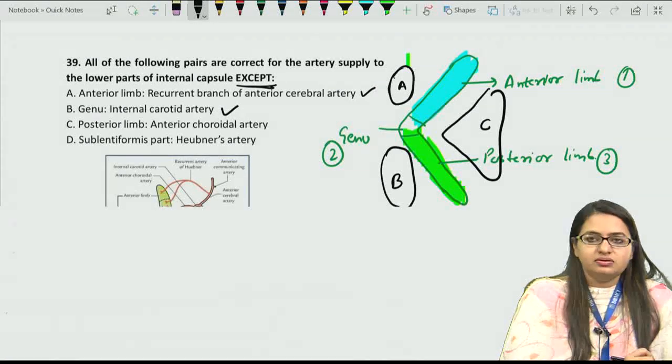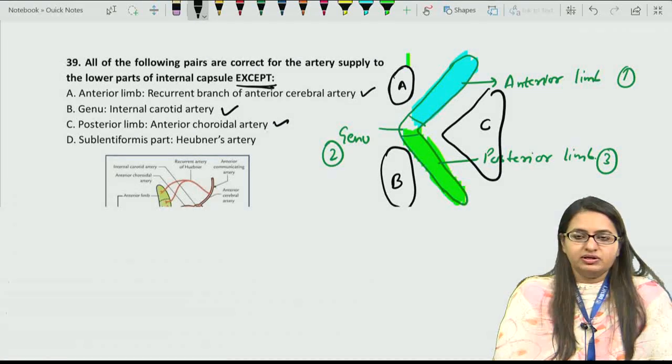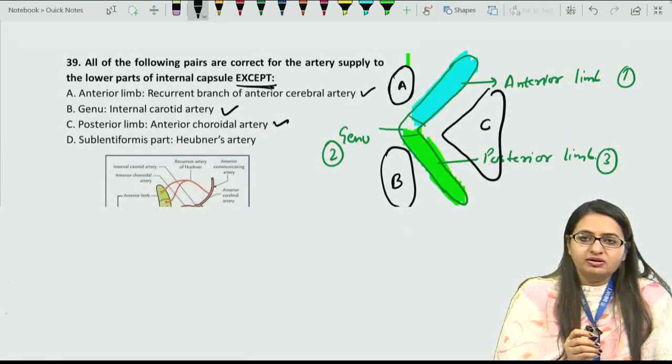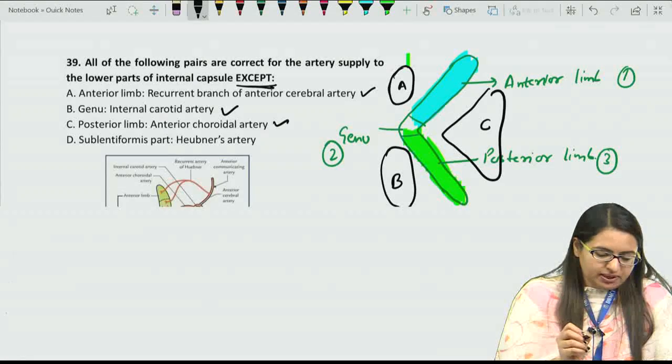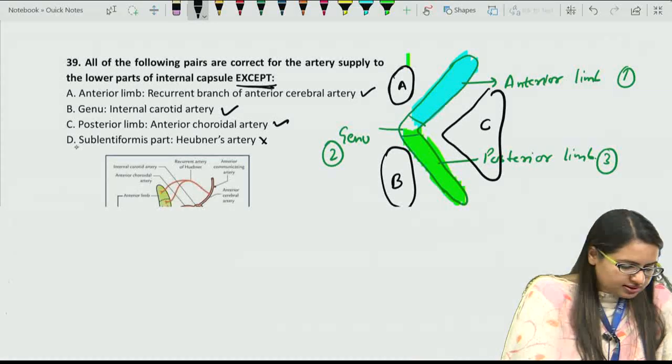Genu is supplied by the internal carotid, correct. The posterior limb is supplied by the anterior choroidal artery, it is also correct. The sublentiform and the retrolentiform parts are again supplied by the anterior choroidal artery. So this option is wrong, and the answer for this question is D.